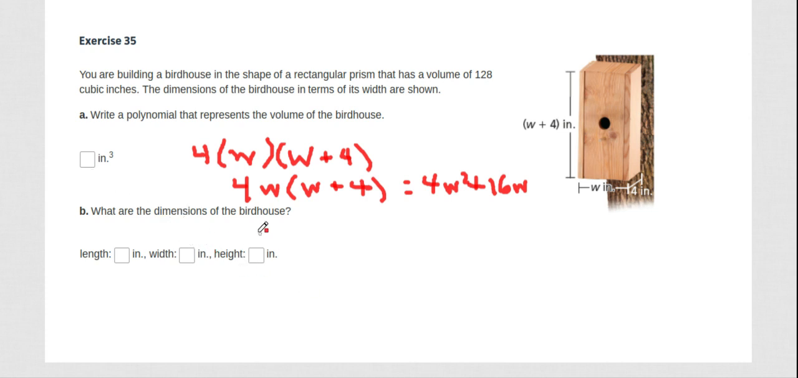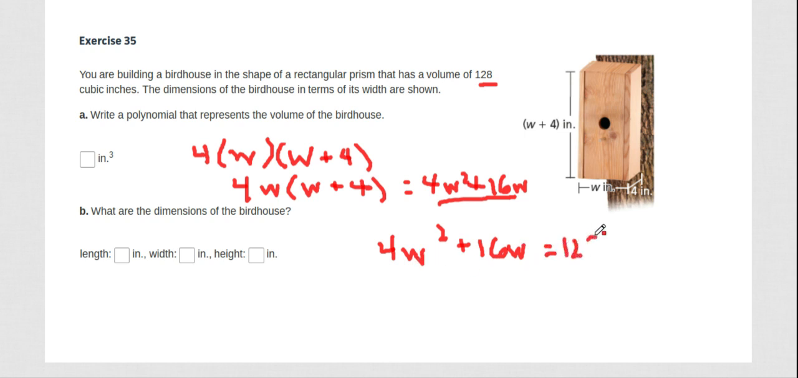And then for part B, you want to find the dimensions of the birdhouse. You already know one of the dimensions is 4. If you calculate W, then the width would be W, and then the height would be W plus 4. So in order to calculate each of those dimensions, you know that the volume is 4W squared plus 16W that we found on part A, but it also tells you that the volume of this birdhouse is 128 cubic inches. So all of this would be equal to 128.